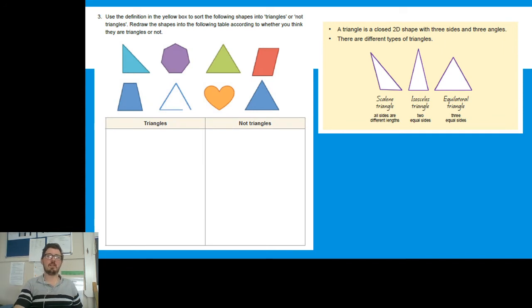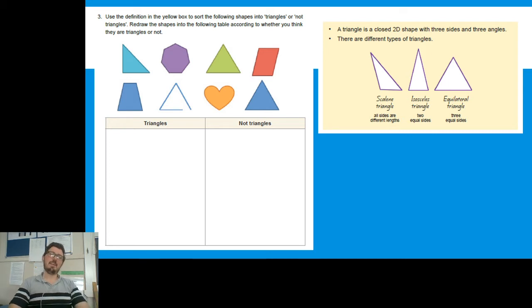This will be number 3 on your worksheet. It says, use the definition in the yellow box to sort the following shapes into triangles and not triangles. So use that definition that I said before to classify those into triangles and not triangles. Keep in mind that triangles are closed shapes. Pause the video and give that a try.